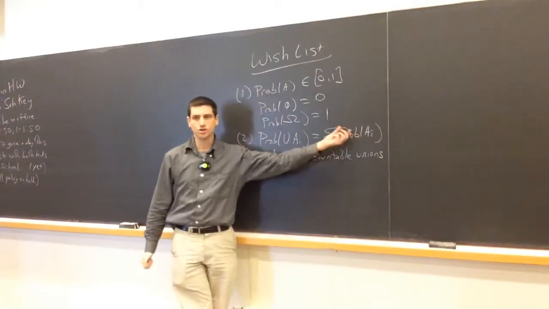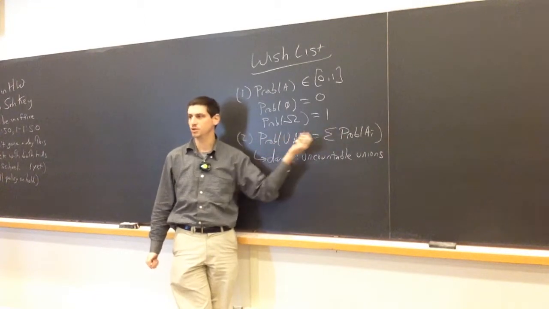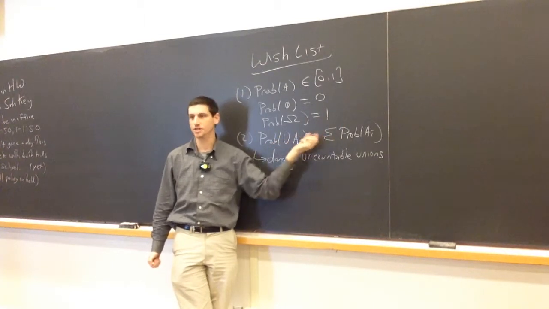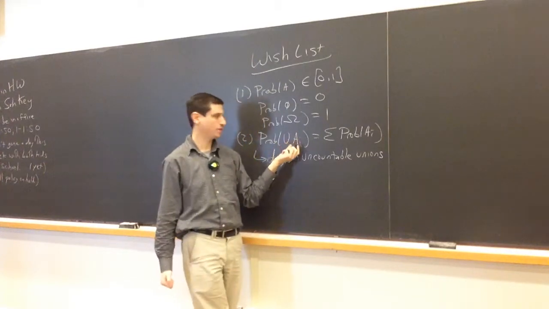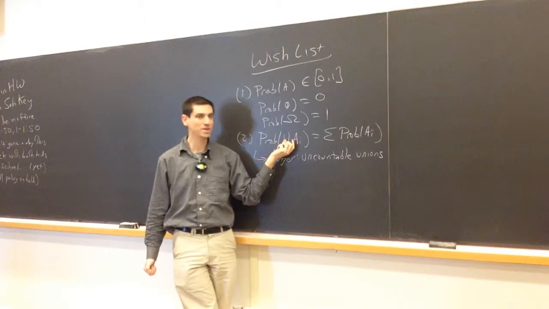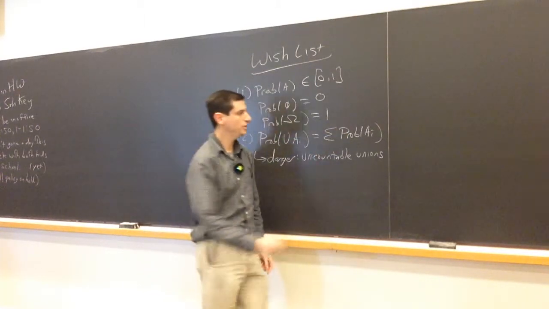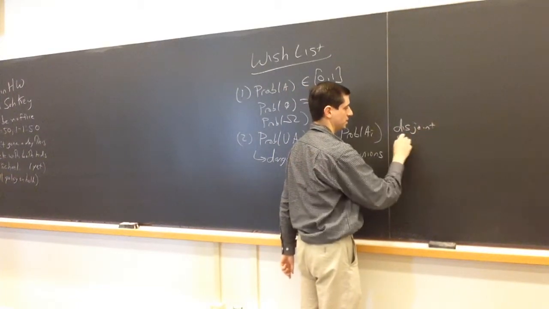Now the other thing is, just as stated over here, this is far too general to be true. I need some constraints on the A_i. Can anybody give me a natural constraint on these A_i? That they're pairwise disjoint. Imagine all the A_i were the same set. Imagine every one of them is the entire space. Then this side here could go off to infinity. So here I want disjoint sets.